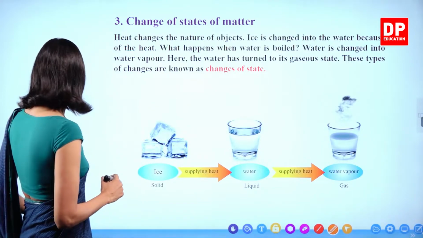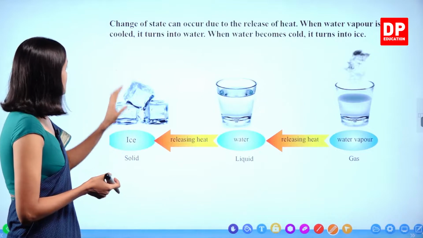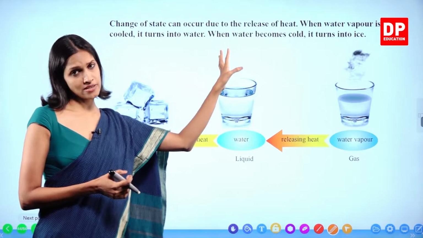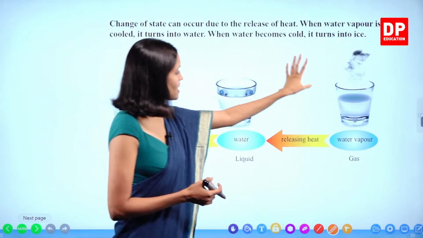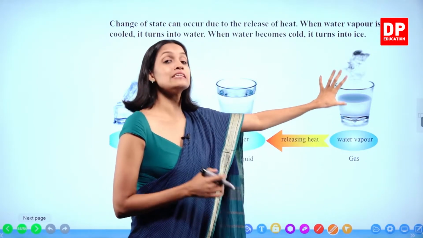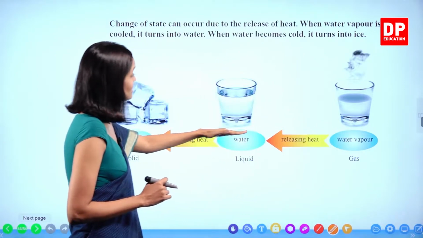Right, children? Okay. Look at this one. Change of state can occur due to the release of heat as well. So, we'll go through this. We'll start from this side. Water vapor means the water present in its gaseous state. What will happen because of release in heat?